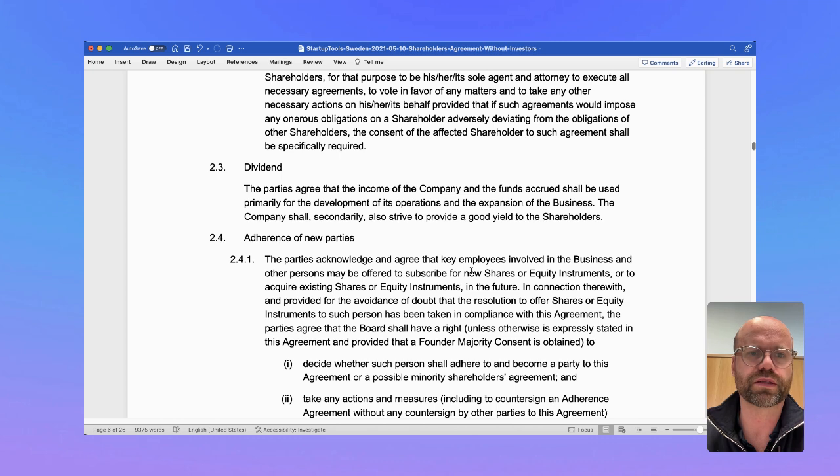It also says here that the profits from this company should be reinvested. It doesn't say explicitly reinvested. It says that the funds accrued shall be used primarily for the development of its operations and the expansion of the business. This is an important thing. The shareholders here are agreeing that they don't want dividends, first and foremost. They want profits to be reinvested to grow the value of the company. And that's a very important statement to put in a shareholders agreement, because that sets the basis for the operations going forward.